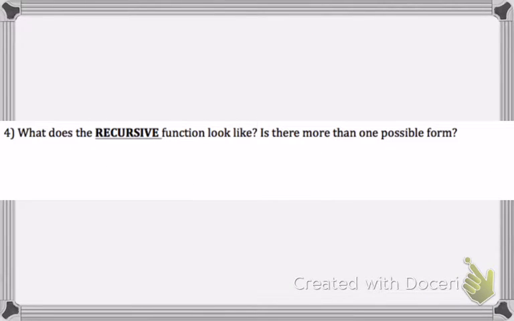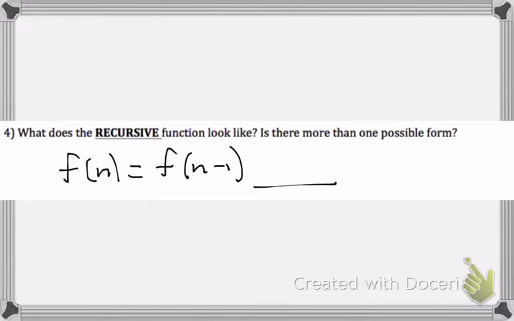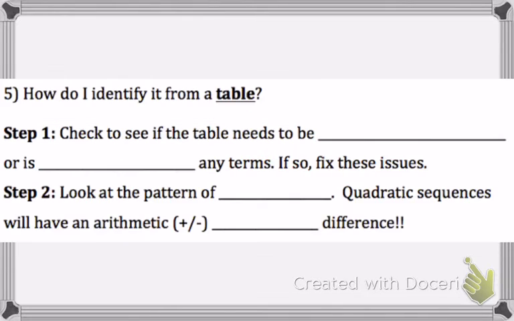So what does the recursive function look like? I'm just going to give you what it looks like, but we're not going to talk about it too much. So f of n equals f of n minus 1, just like usual. And just like usual, you're going to have a starting point. But then what actually goes in here is an mx plus b. You'll learn more about that in Math 2.